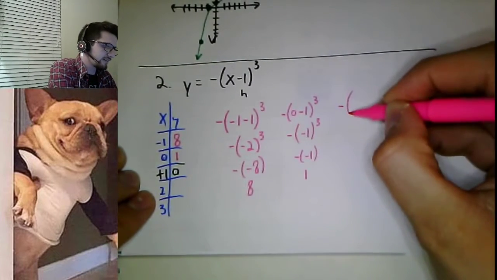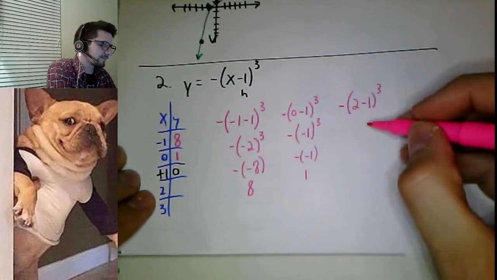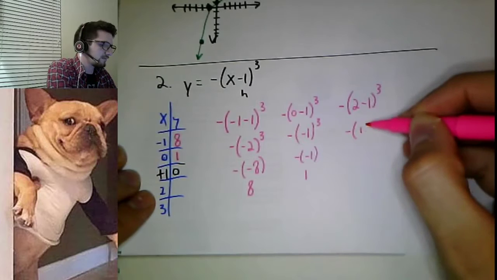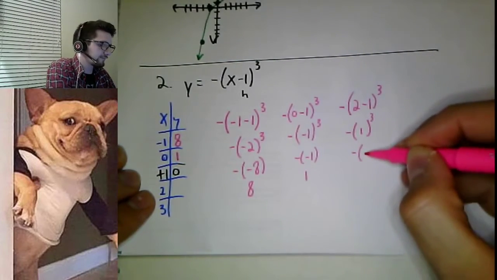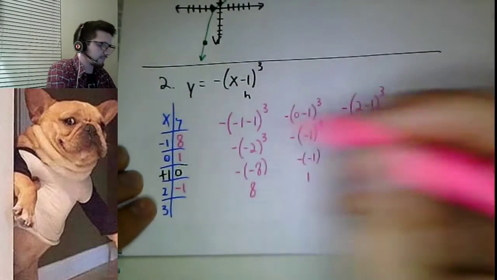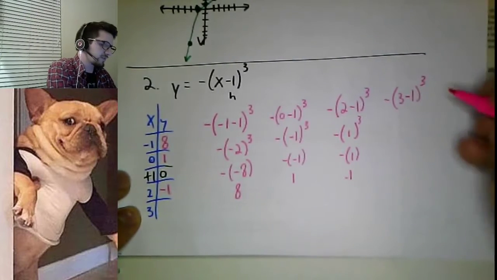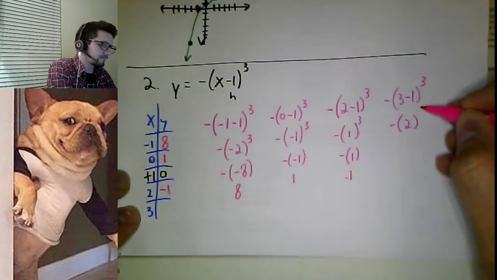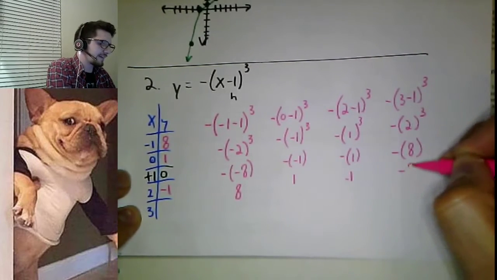I end up with -2 minus 1 cubed. What's 2 minus 1? 1. What's 1 cubed? Still 1. So I end up with -1. And what happens if I put a 3 in here? 3 minus 1 gives me 2. 2 cubed gives me 8. And then I get -8.